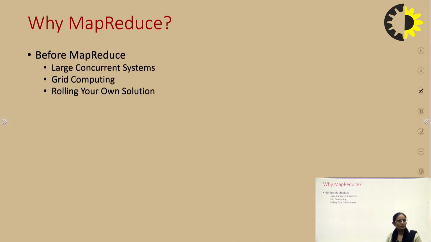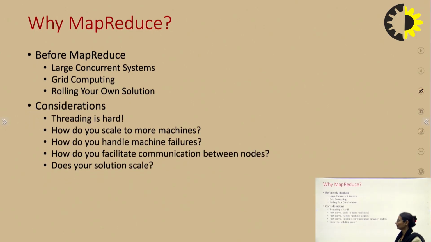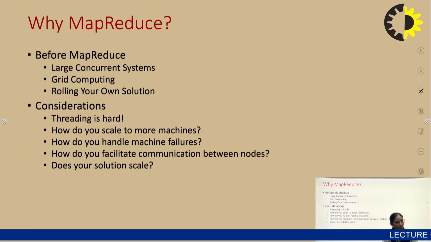So now comes why we go for MapReduce. As in the previous example, we have seen that we require large concurrent systems. The grid computing concept may be used, or we can go with other solutions which we have designed. But what is the limitation with all these existing solutions? Threading is very complex. That is how you distribute that thread in the parallel environment. How do you scale to more machines? Once your data increases, you need to bring more machines into the system.